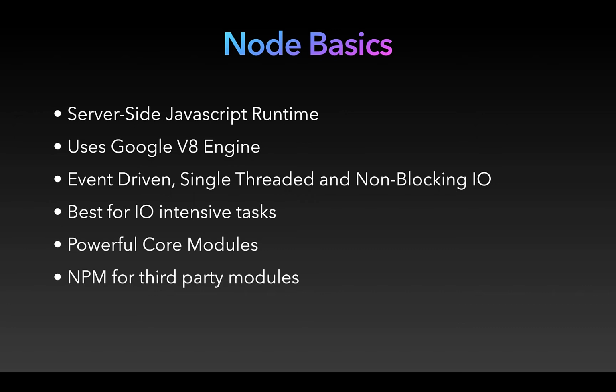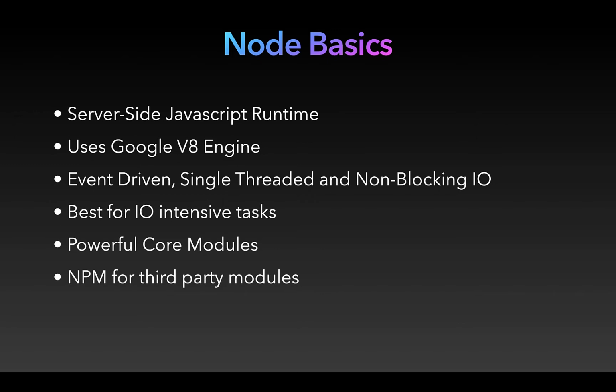So Node is an event-driven, single-threaded, and non-blocking I/O. So what does it mean? So single-threaded meaning the Node.js has a single event loop listening for events, and as soon as it receives an event, it could fire an I/O operation which is non-blocking. I'll go into details in the next slide, but bear with me for a moment.